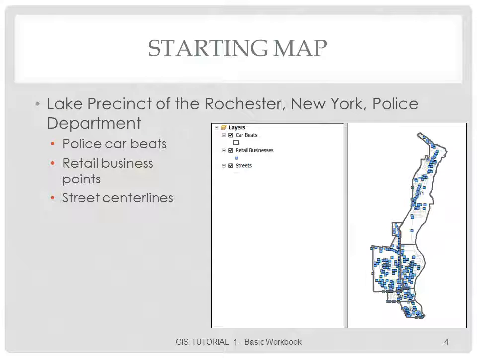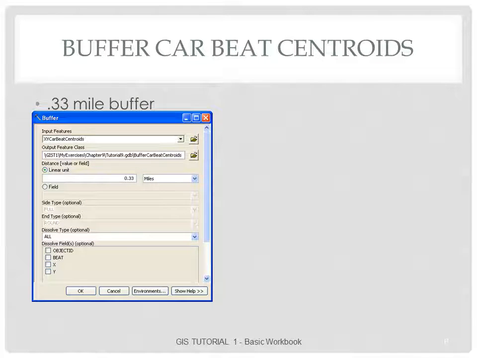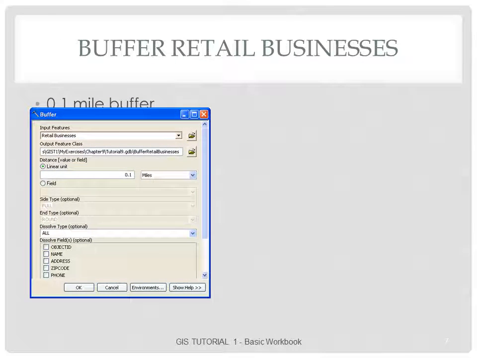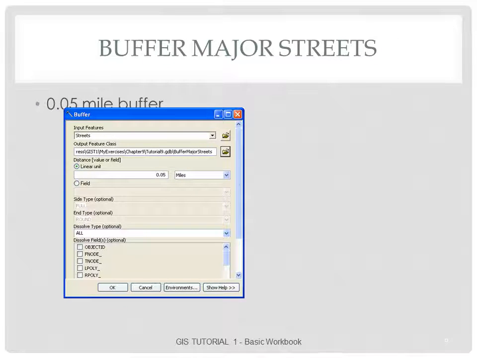So here's an example of Lake Precinct of Rochester, New York. Here we have police car beats, retail business points, and street center lines. XY centroids of the police beats. There's the 1/3 mile buffer, and here it is on the map. This is the buffer of retail businesses. And then this is the buffer of major streets.